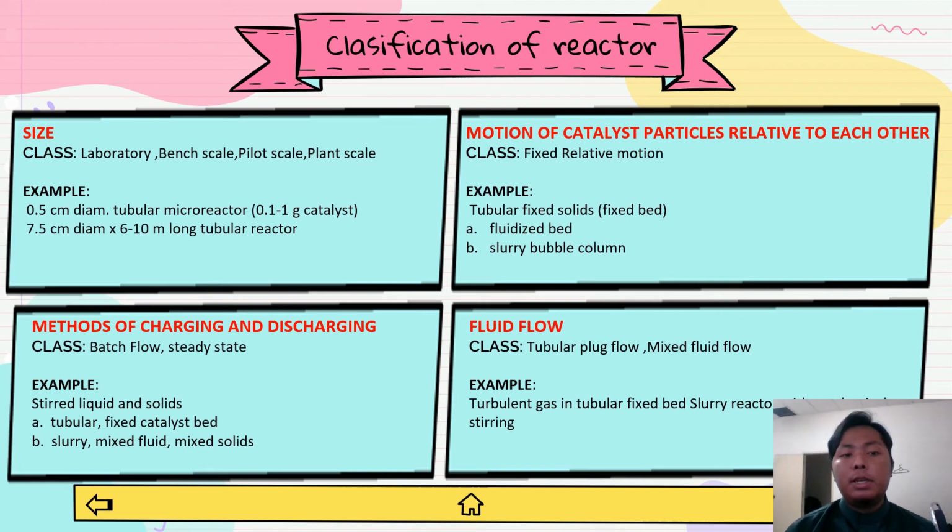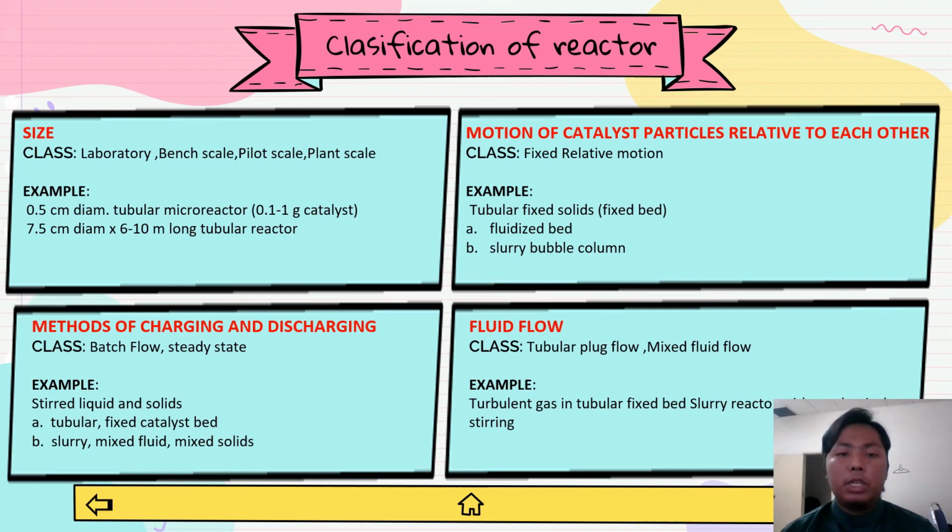We have, for example, the laboratory reactor, bench scale, pilot scale, and plant scale. An example featuring this apparatus is a 0.5 centimeter diameter tubular microreactor that can handle 0.1 to 1 gram of catalyst. They also have a 7.5 centimeter diameter, 6 to 10 meter long tubular reactor. This is very suitable to measure the size of the catalyst.